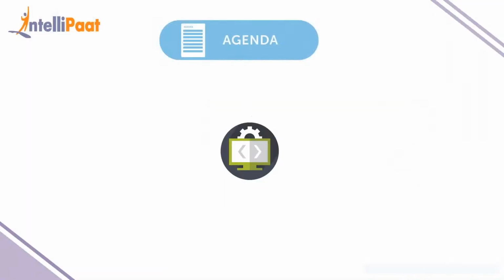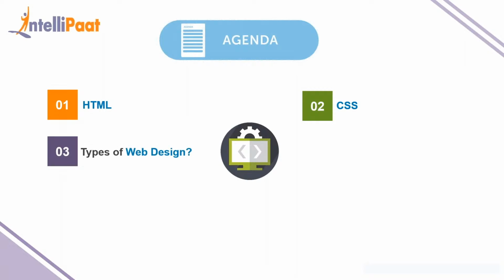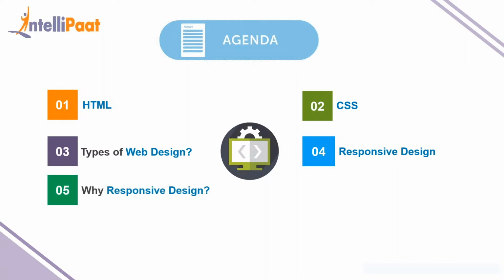So the first thing that we'll take a look at is HTML. Then we'll move on to taking a look at what CSS is. Then we'll take a look at the different types of web design available to us and how those different types of web design fit together with each other. Then we'll take a look at responsive design, which is the main focus of our presentation today. Then we'll take a look at why you would want to create a responsive web design, the benefits that it provides you. And then we'll take a look at the elements that make up a responsive web design.